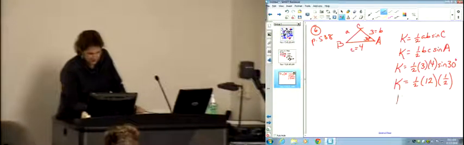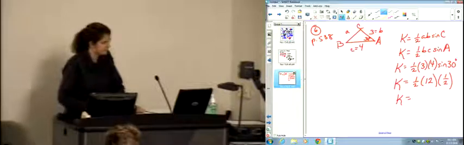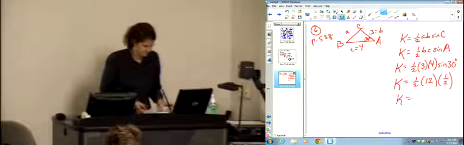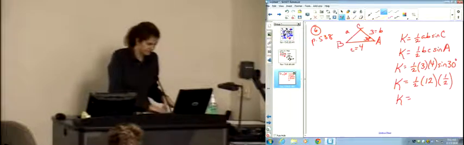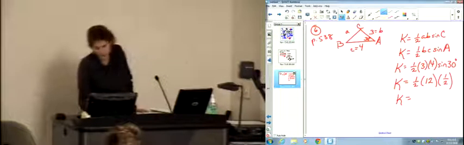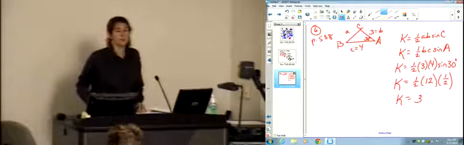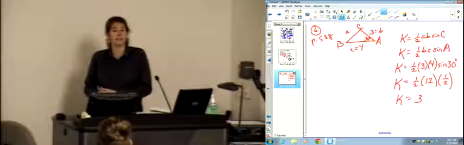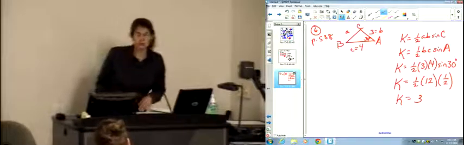All right, so K, or the area here, is equal to what? 3. Right, when you work that out, the area is equal to 3. 1/2 of 12 is 6, times another half is 3. So the area here is 3.